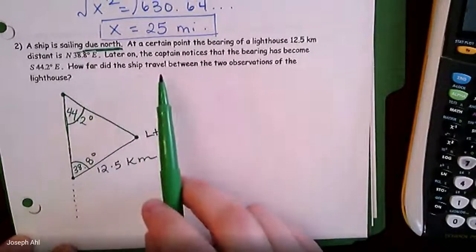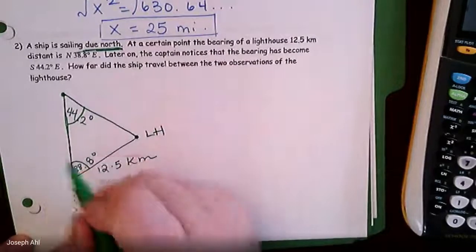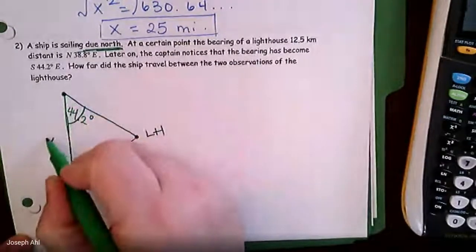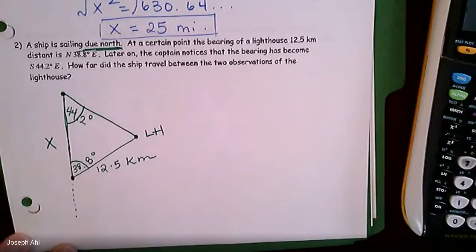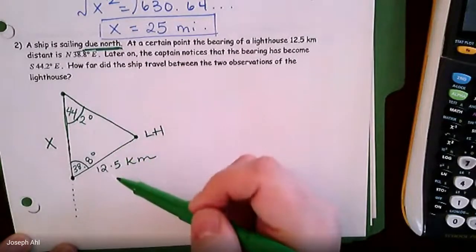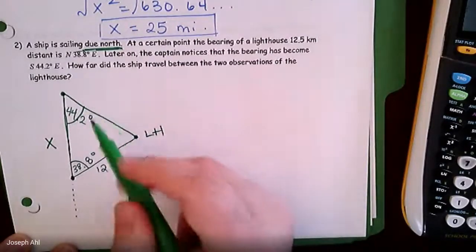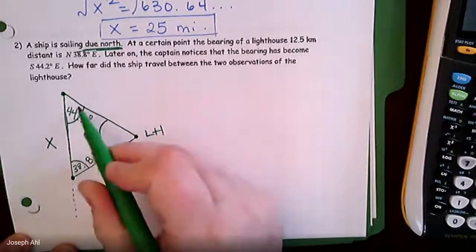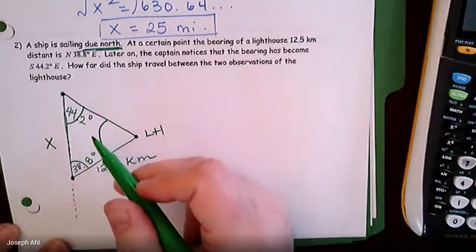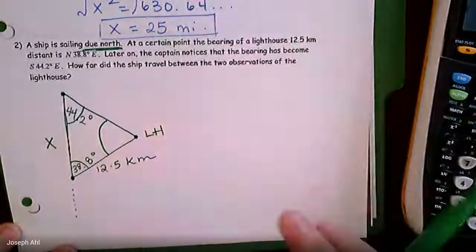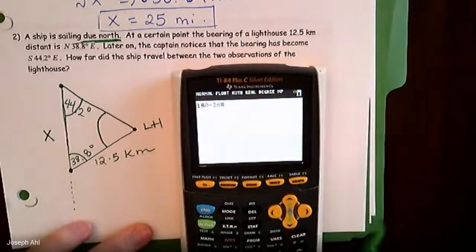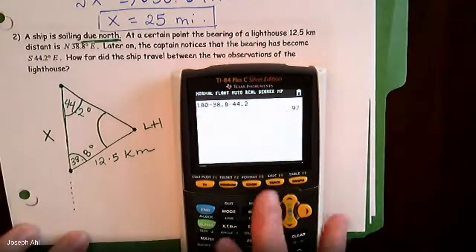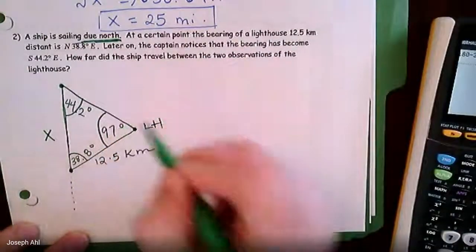And the question says, how far did the ship travel between these two observations? So here was the first observation. There was the second sighting. How far did we travel between those two? Once I have the picture, this should be a pretty quick setup because we have two angles that are already on the inside of the triangle. That's actually the first time that's happened in these three questions. The last two, we had to do a little bit of work to determine that. But if I just do a quick 180 minus here to find out the last angle, 180 minus 38.8 and 44.2 leaves me with 97 degrees over here.